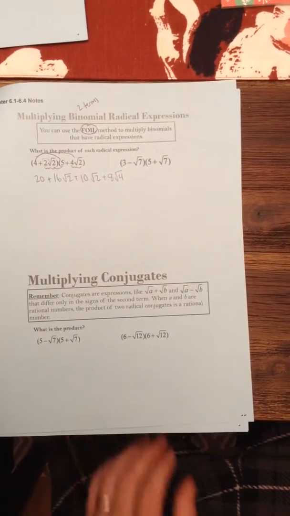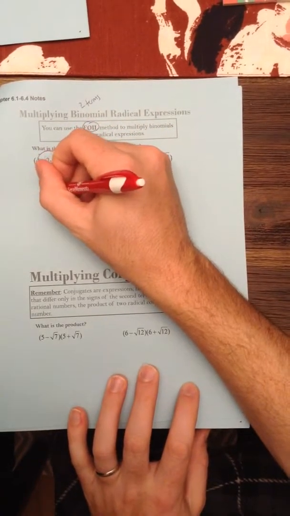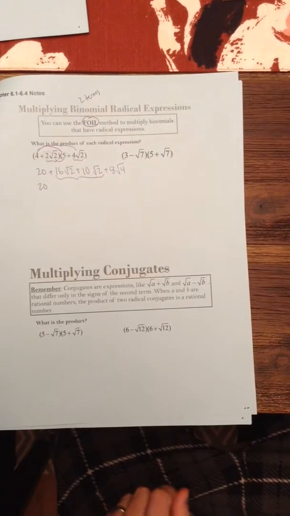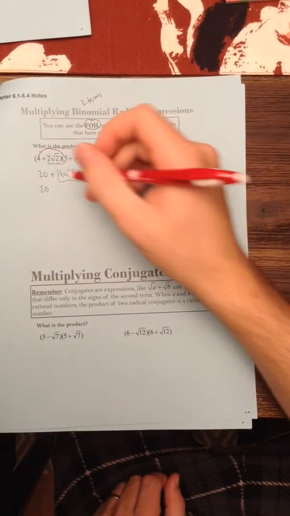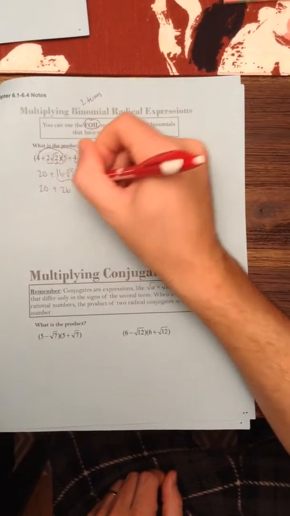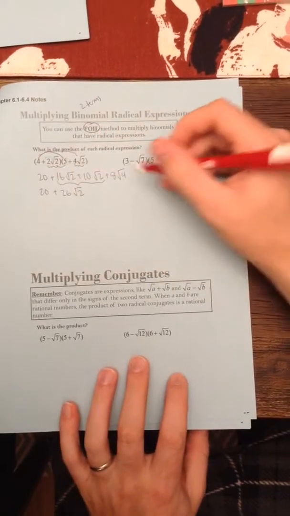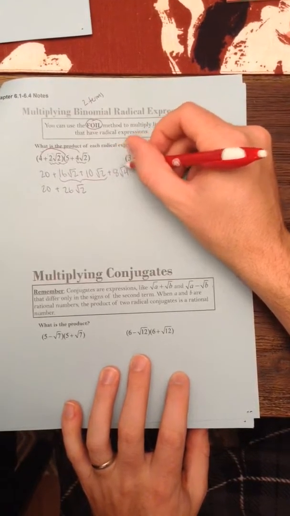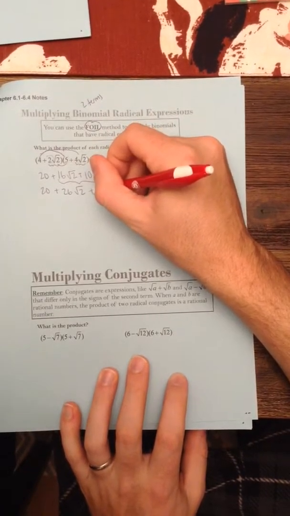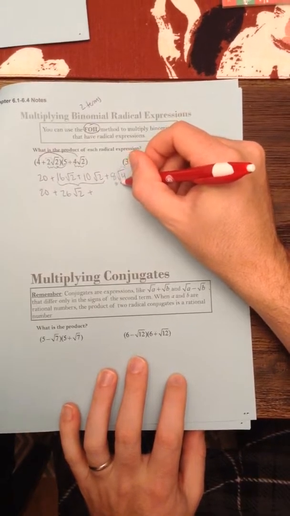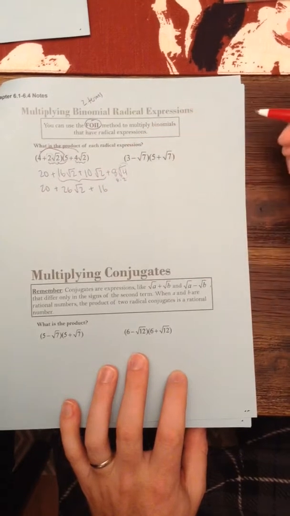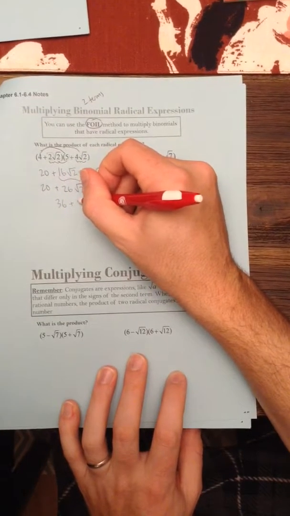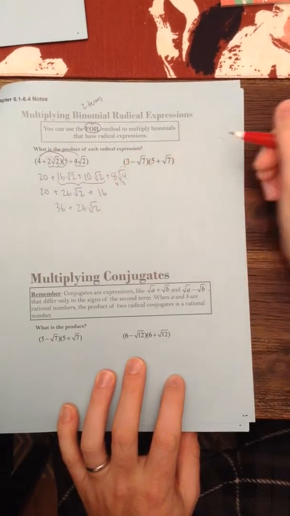If we look through here, we can't do anything with the 20. This part in the middle, the 16 square roots of 2 plus 10 square roots of 2, we can add together. That becomes plus 26 square roots of 2. And then lastly we have plus 8 square roots of 4, but the square root of 4 is going to become 2, so that becomes plus 8 times 2, which is 16. And we can keep going here. 20 plus 16 gives us 36 plus 26 square roots of 2.